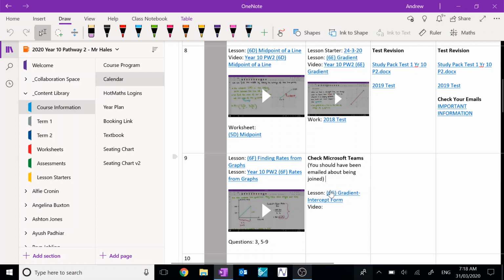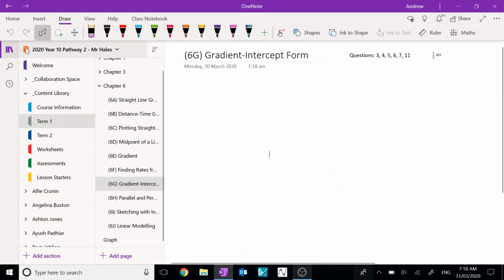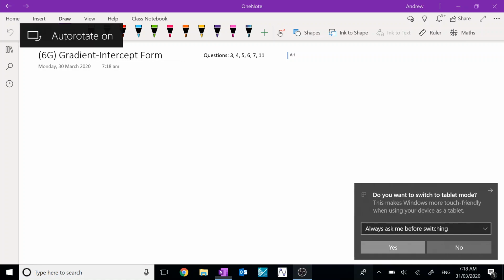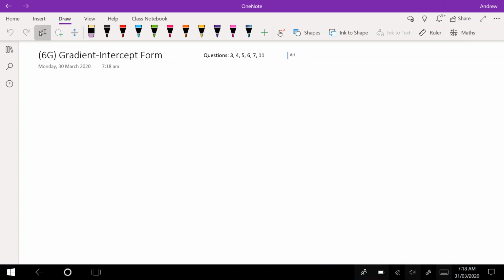Okay, but we're going to start with gradient intercept form. Again, the questions are at the top here. If you want to try and have a go while we're doing these notes, feel free to. Maybe it'll help you out. So, gradient intercept form.